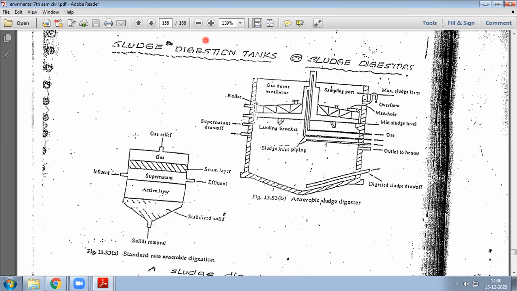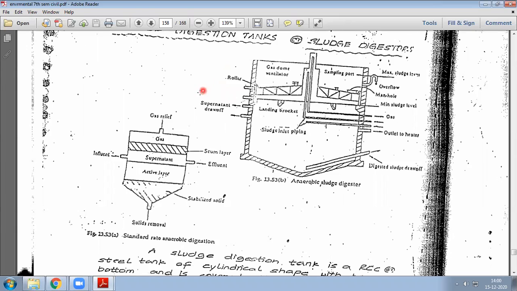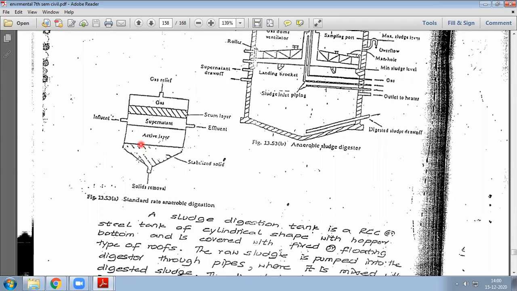So first we will try to see what is this sludge digestion tank. You're seeing the tank, it's completely made up of RCC. Three layers you're seeing. One is the active layer and supernatant, and some oil or scum layer will develop, and some gas going out.